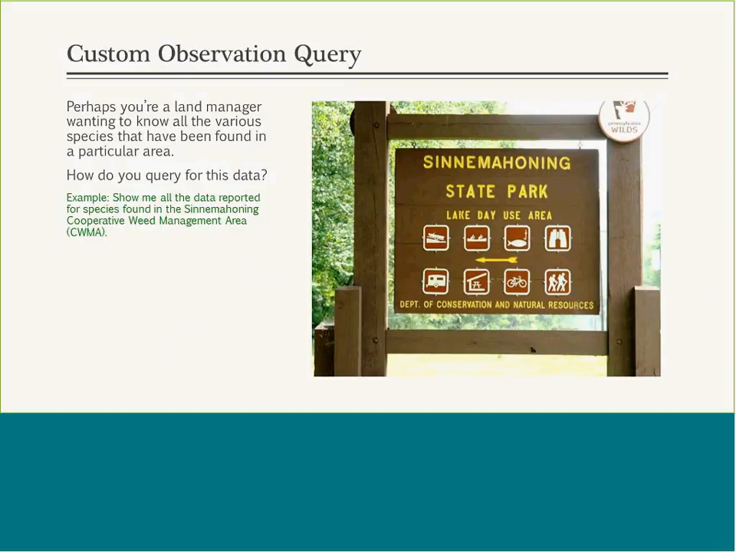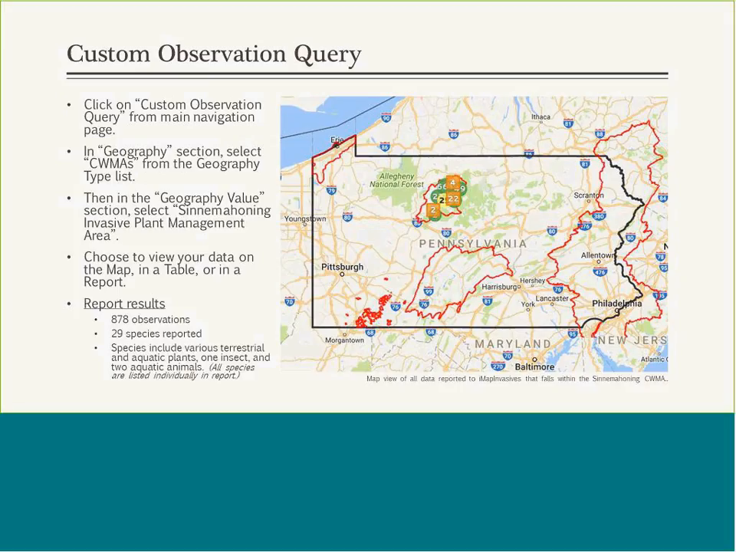So, an example for using the query is, say you're a land manager and you want to know all the different species that have been found in a particular area that you are in charge of managing. The example I'm providing here is to say, show me all the data that's been reported for species found within the Mahoning CWMA. So to do that, you would open up your custom query tool, go to the geography section and say, I'm interested in CWMA specifically. Select the specific CWMA. So for this one, we're interested in the Mahoning one.